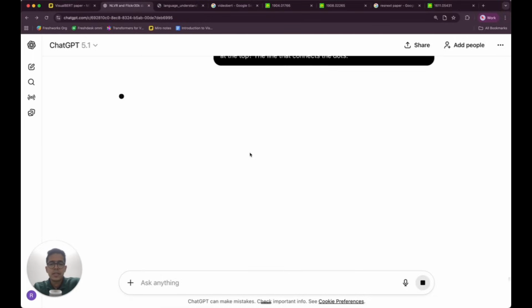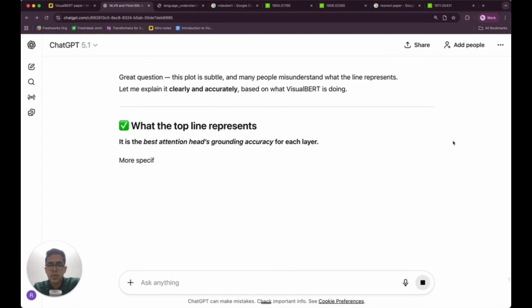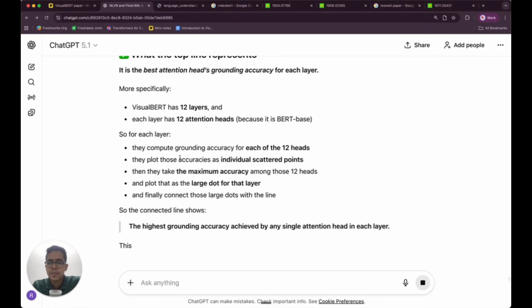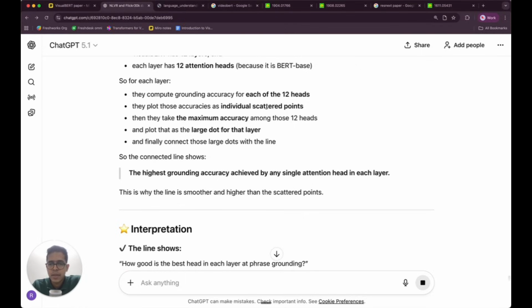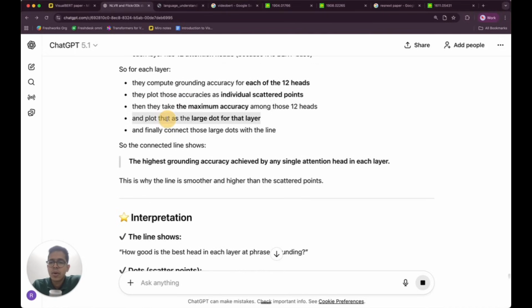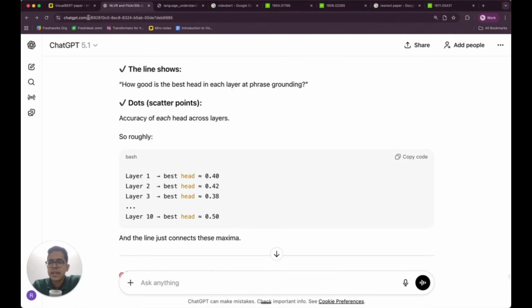My pronunciation is so bad that it's taking BERT as bird, but whatever. 12 layers, each layer has 12 attention heads. They compute grounding accuracy for each of the 12 heads and plot these accuracies as individual scattered points. Then the maximum accuracy among those 12 heads is plotted as a larger dot for that layer. Okay, they are just showing the best head.